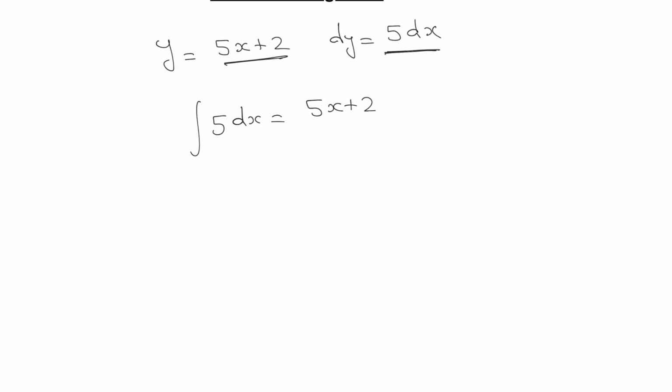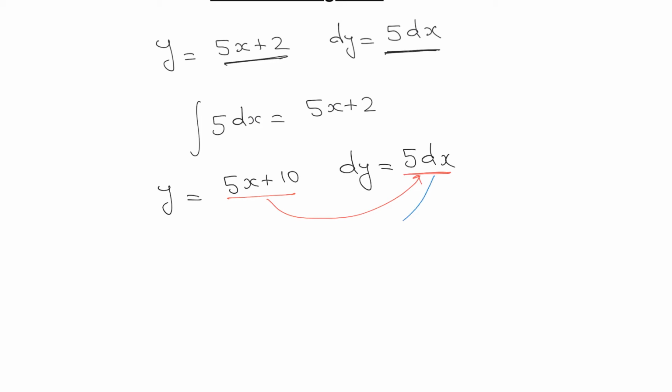Or if I take another example, let's say y is equal to 5x plus 10, and I find the value of dy, then I get 5 dx. So here we differentiated the term 5x plus 10 and got 5 dx. That means if we integrate 5 dx, then we should get 5x plus 10. So we can represent it like this: integration of 5 dx should give 5x plus 10 according to the second situation.